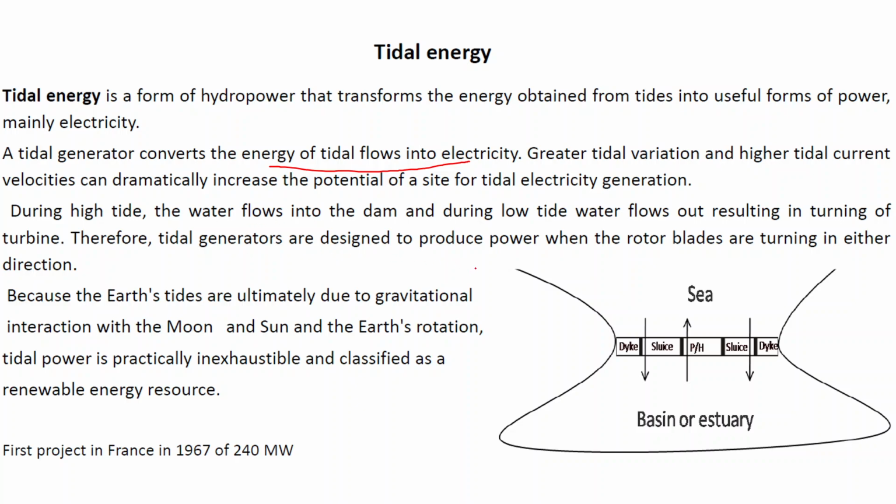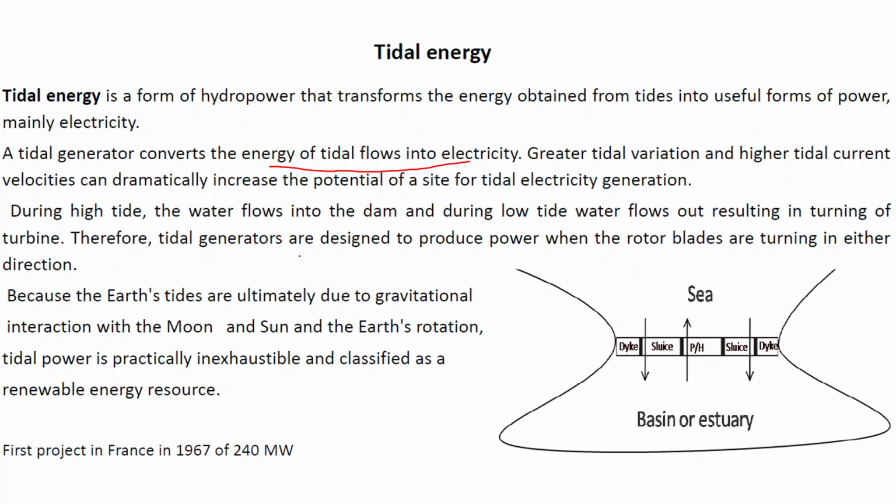Therefore, the tidal generators are designed to produce power when the rotor blades are turning in either direction. So the turbines used in these tidal power plants are manufactured in a way that they can rotate in both directions. Once the water tides go towards the shore, it will rotate in one direction, and then during the ebb current, when the water goes back into the sea, it should rotate in the other direction. So in both directions, you can generate electricity.